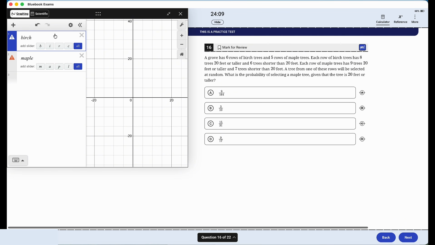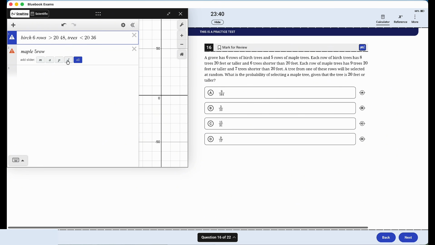So birch, they say there's going to be 6 rows, right? Maple, there's 5 rows, right? And then it says each row of birch trees has 8 trees that are 20 feet or taller, 6 trees that are less than 20 feet. Okay, so then for the birch, greater than 20, it's going to be 48 trees, and then less than 20, it was 6 rows and 6 trees, so it's going to be 36, right? I'll put this all in a table here first. I'd normally just write this out on paper. I'll go to the graph pretty soon and we can simplify this.